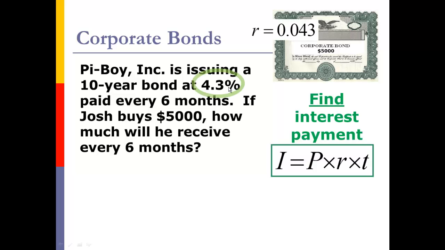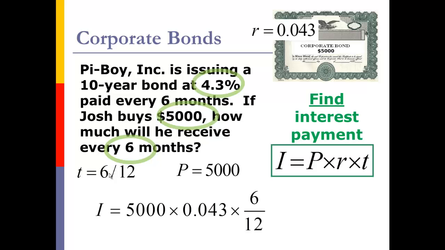So we've got 4.3%, so R is 0.043 for us. P is 5,000. That's how much the calculation, the interest rate, is based upon. And then time, we're going to get payments every 6 months, but T needs to be in the same time frame as the rate, and it's assumed to be an annual rate. So that's why we're going to use 6/12, or basically 1/2 of a year. And so then plugging those numbers into our formula, this is what we get.